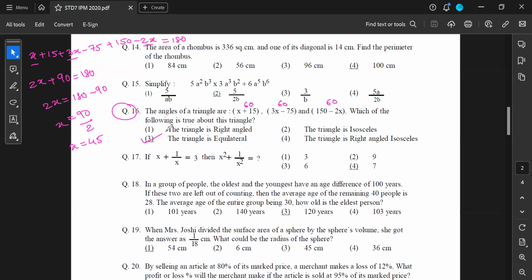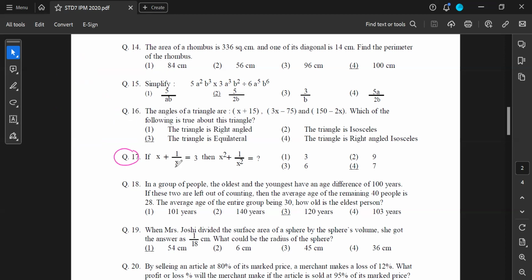Let's solve the next one. 17th question. If x plus 1 by x is 3, then x square plus 1 by x square is how much? Let's do this. We need the square, right? So let's do one thing. Whatever we have, that is x plus 1 by x, right?